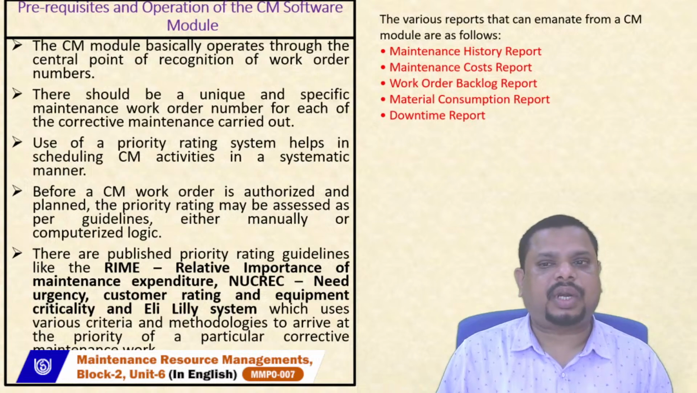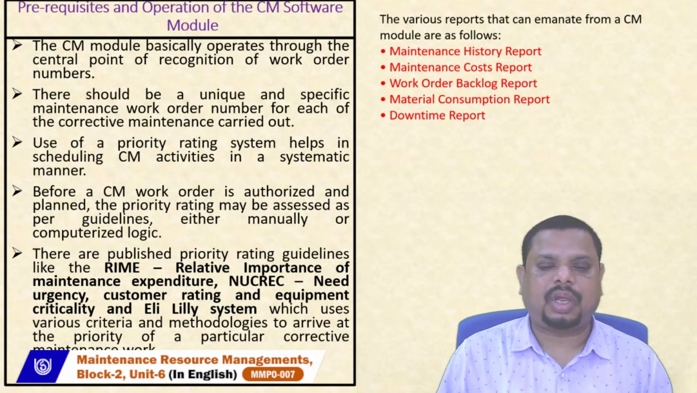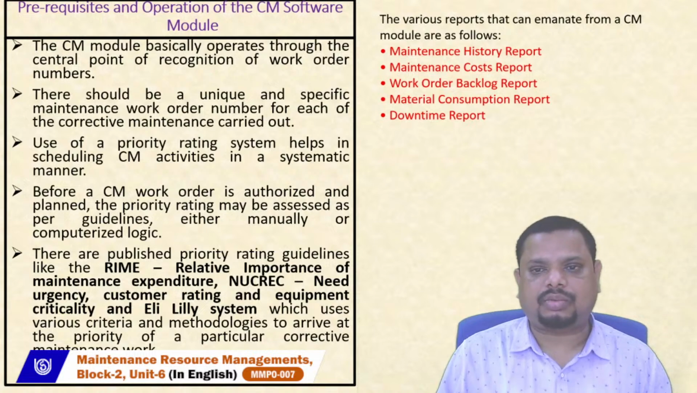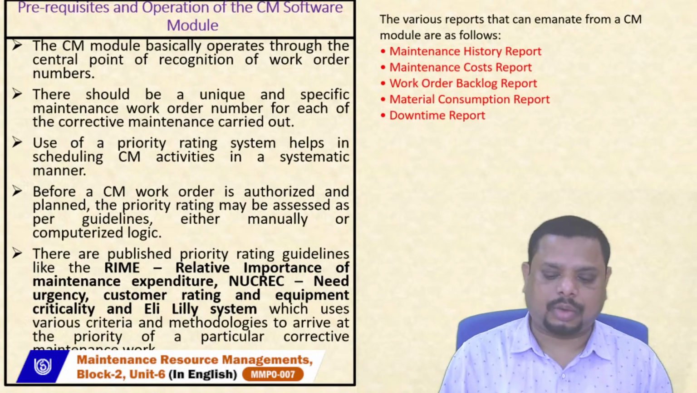What reports should be generated under this particular module? The first one is maintenance history reports. The second one is maintenance cost reports. The third one is work order backlog reports. The fourth one is material consumption reports, and the last one is time reports. So these are the five different reports generated under this particular module.